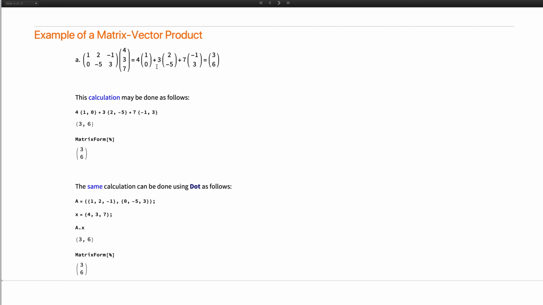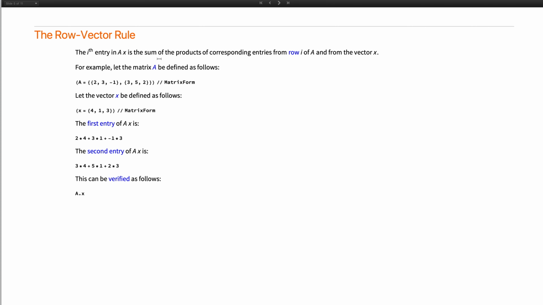Okay, if you look back over here, you see that the first entry 3 really came from doing 4 times 1 and then 3 times 2 and then 7 times negative 1. In other words, you're really doing a row times the vector. And that motivates the other approach to multiplication, which is the row vector rule. The idea is that if you want an entry in Ax, you simply take the ith row of A and then multiply it by the vector x.